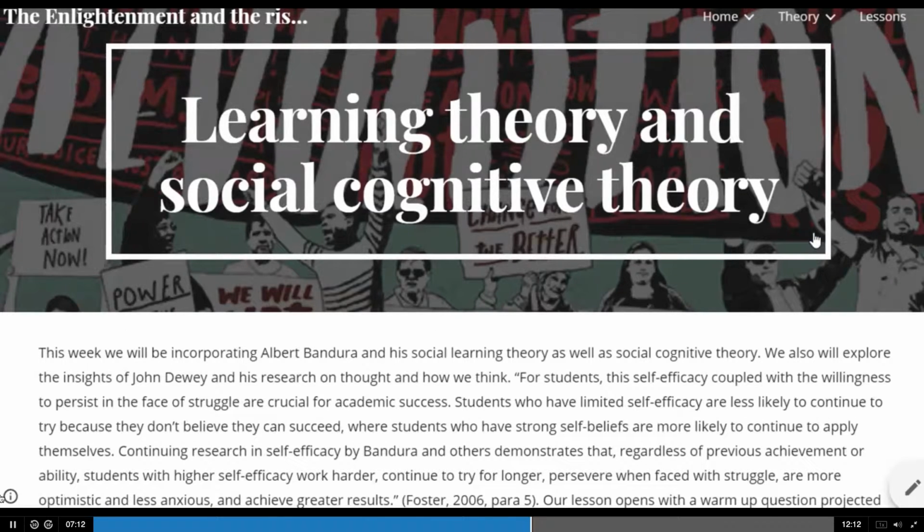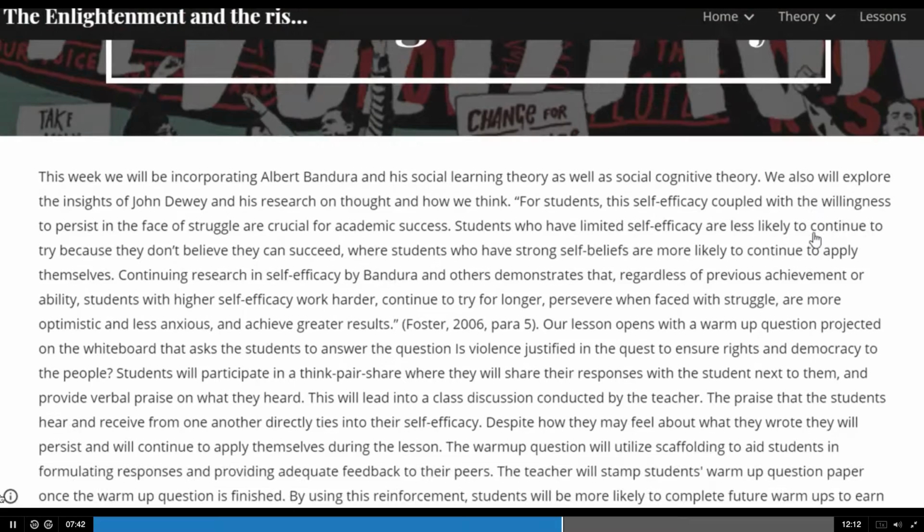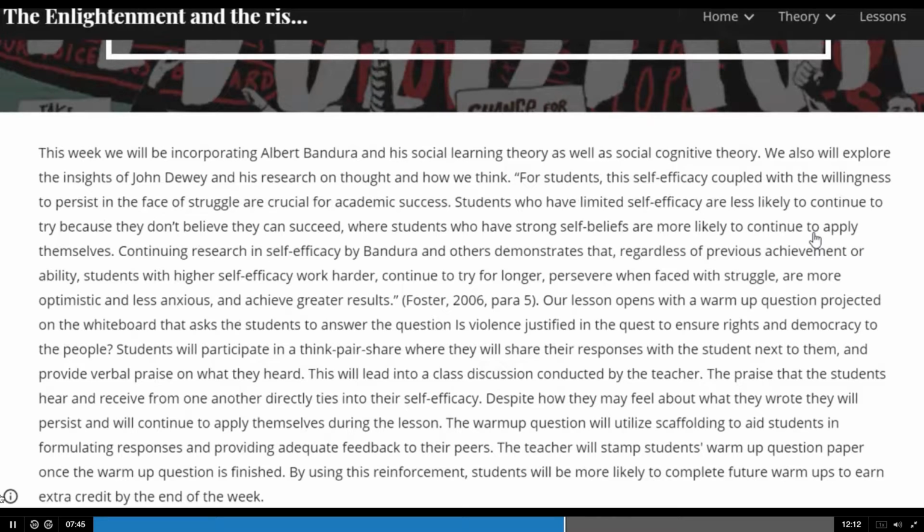In the fifth week, we focus on learning theory and social cognitive theories. These theories focus around student efficiency. One theorist says, for students, this self-efficiency coupled with a willingness to persist in the face of struggle are crucial for academic success. Students who have limited self-efficiency are less likely to continue to try because they don't believe they can succeed. Where students who have strong self-beliefs are more likely to continue to apply themselves.